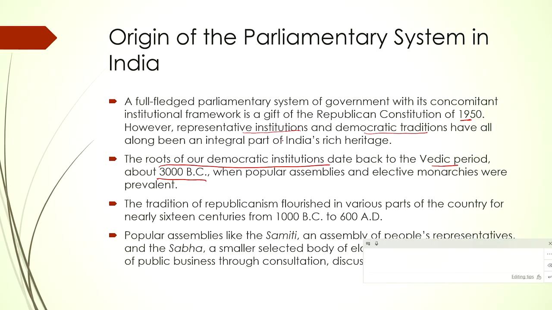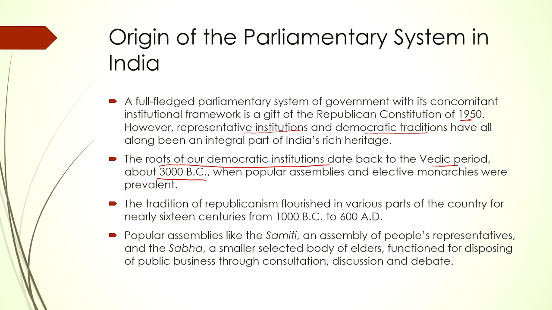We have ample examples from our ancient Hindu texts, ancient Buddhist and Jain texts to claim this fact that India had a very rich tradition of representative democratic institutions in the form of sabhas and samitis. The tradition of republicanism flourished in various parts of the country for nearly 16 centuries, from 1000 BC to 600 AD.